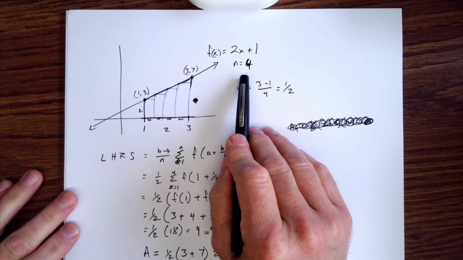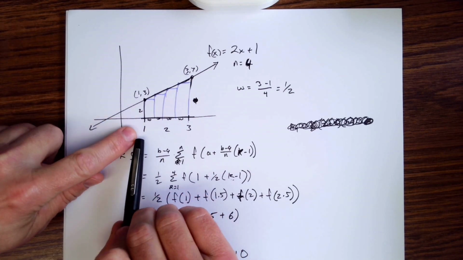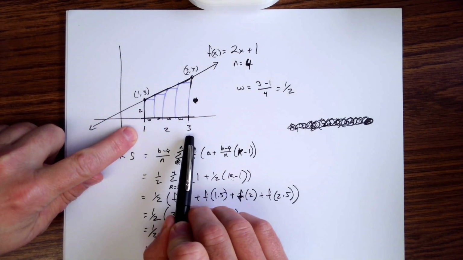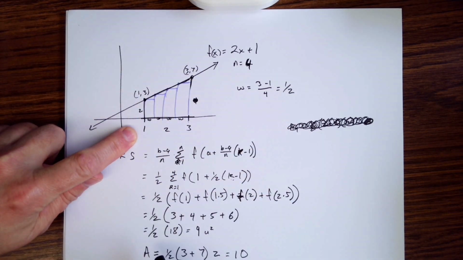We're going to do 4 subintervals of this function, and that means that we have the beginning of the interval at 1 and the end of the interval at 3, because that's the way I have this lined up. I even marked the upper points there.